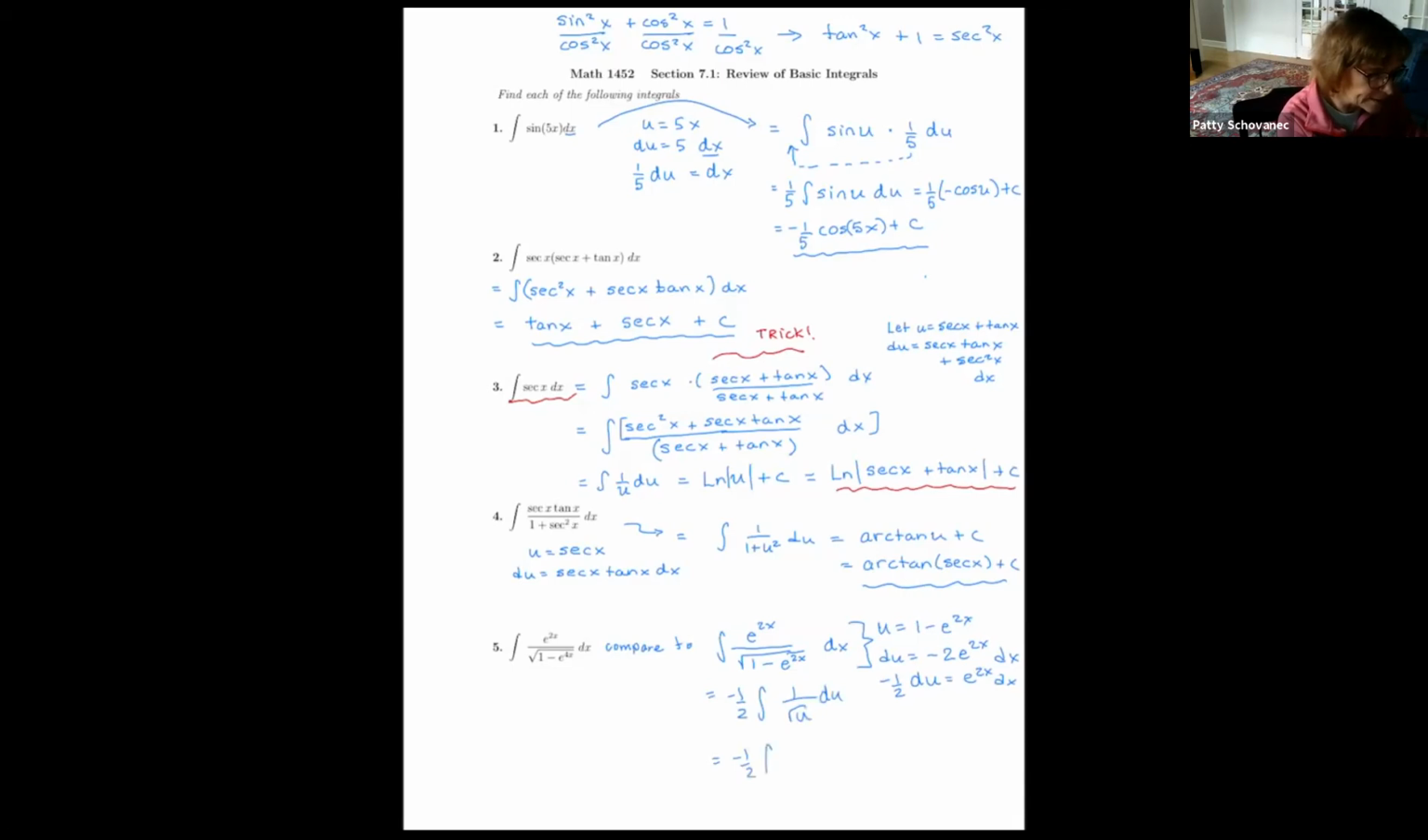So I integrate that as u to the negative 1/2 du, which becomes, let's see, add 1 and I get u to the positive 1/2, divide by 1/2 gives me a 2 here. So I just get minus the square root of u, where u was 1 minus e to the 2x.